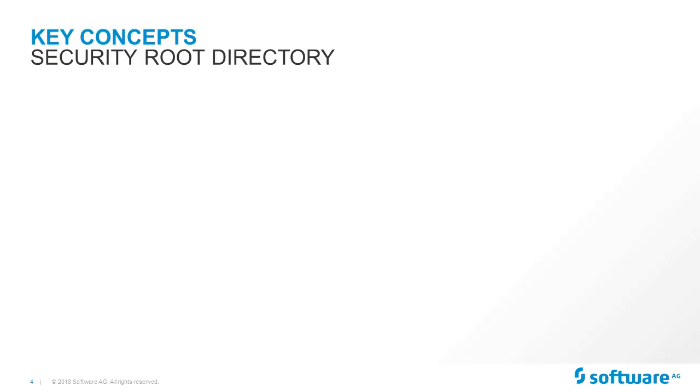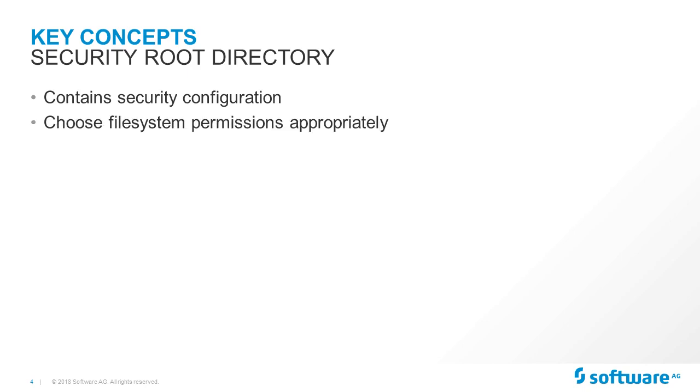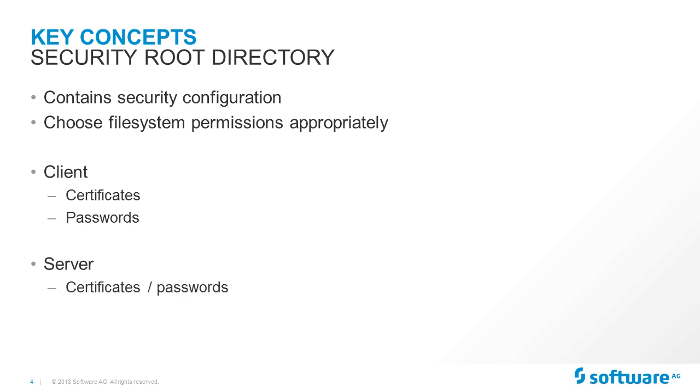Secure connections work using a security root directory. This contains various files that are used for security configuration. You should select appropriate file system permissions so that only processes that are allowed to read those files have access to the directory. On the client side, this directory will contain things such as certificates or passwords. On the server side, you will find that this contains things like certificates or passwords, but also information about how to configure access control.